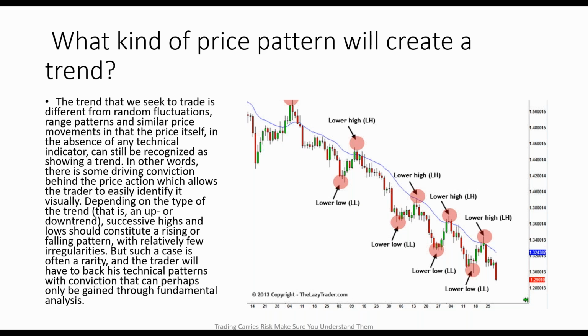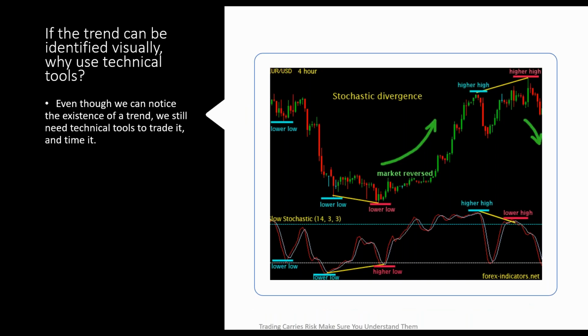A simple single moving average, because what a moving average is, it takes the noise out of the marketplace. And we can actually see how the price is actually moving. Because again, the whole part of trend trading is finding the best constructed, honest trend that you can find. Now, depending on the type of trend, successive highs and lows can constitute a rising or falling pattern with relatively few irregularities. But such a case is often a rarity, and the trader will have to back his technical patterns with conviction that can perhaps only be gained through fundamental analysis.